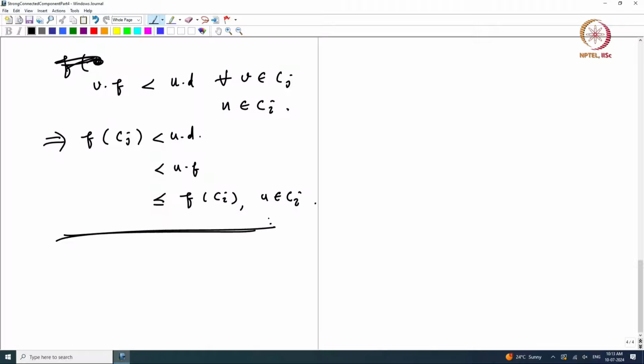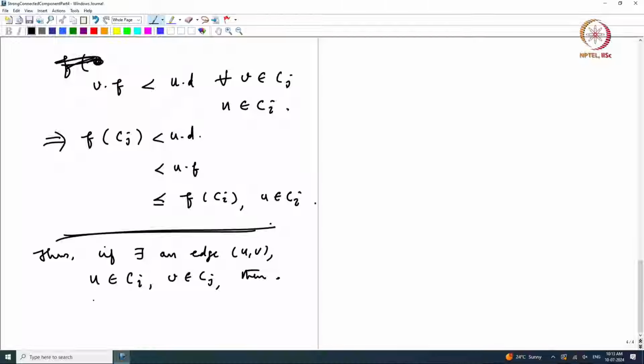So, in both cases we have shown that if there exists an edge uv with u in Ci and v in Cj, then f of Ci is greater than f of Cj.